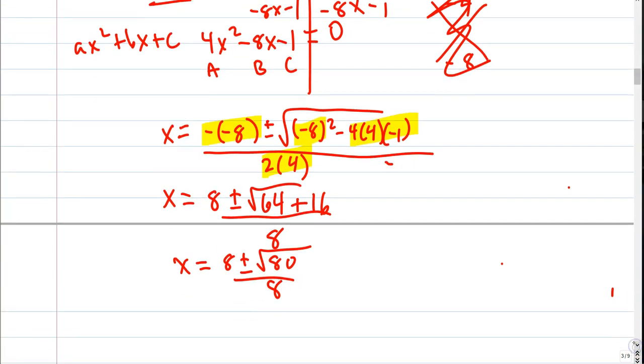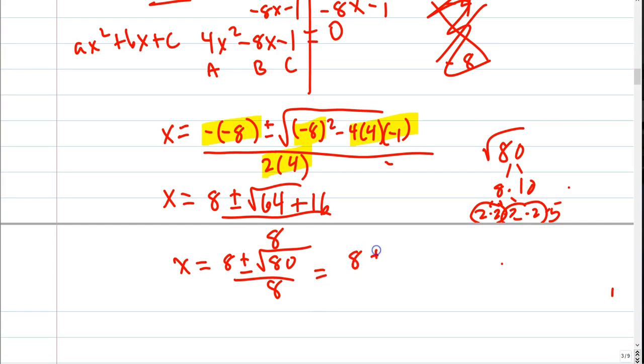This is where the quadratic formula can kind of stink. I have to simplify the square root of 80. So I'm going to take that square root of 80. Well, 8 times 10. 2 times 2 times 2 for the 8. Times 10 is 2 times 5. Pull out groups of 2. So really I have 8 plus or minus 2 2's come out, so 2 times 2 is 4. Square root of 5 all over 8.